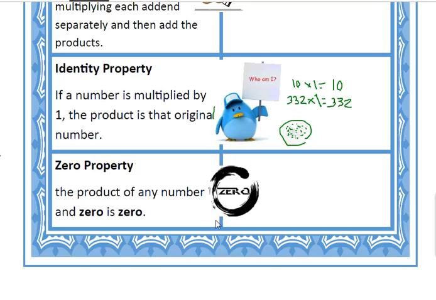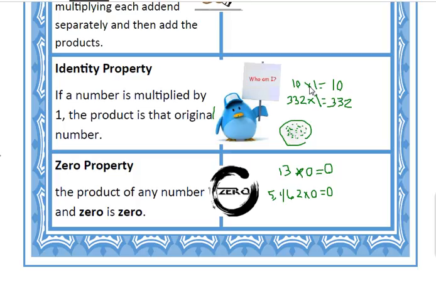And then we have down here zero property. Zero property, again, is easy. Let's say you had, so the product of any number and 0 is going to be 0. So let's say you had 0 groups of 13. All right, you do not have any groups. 0 groups of 13 is going to be 0. So 0 groups of 5,462 is going to be 0. So any number multiplied by 0 is going to be 0.